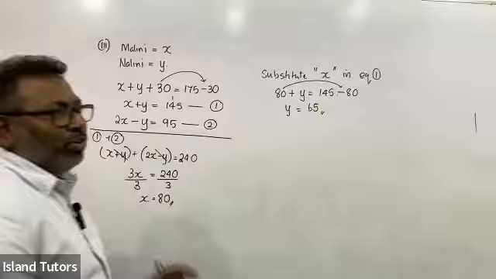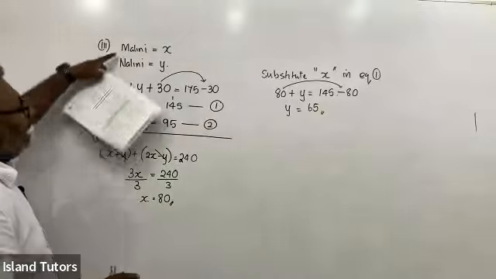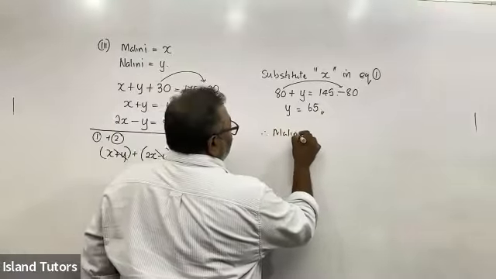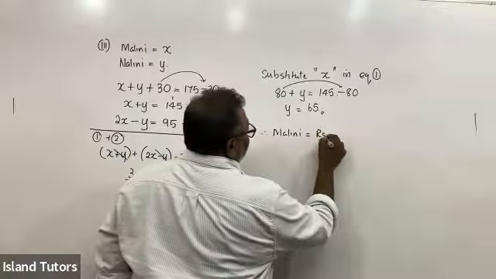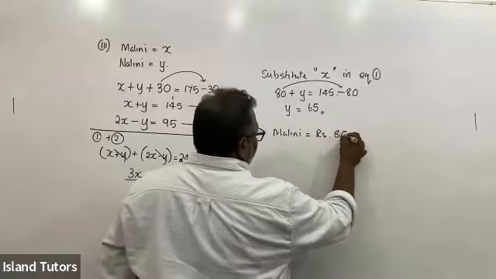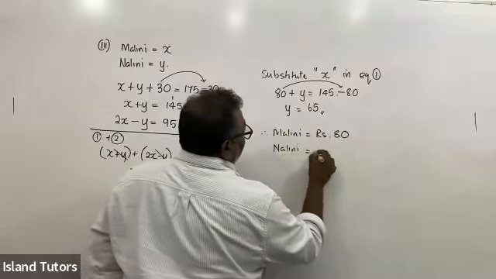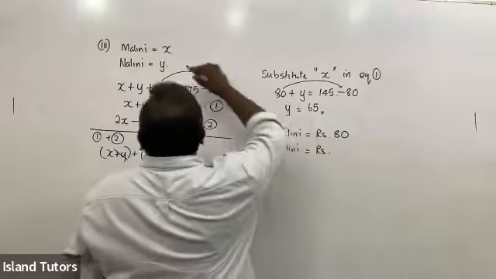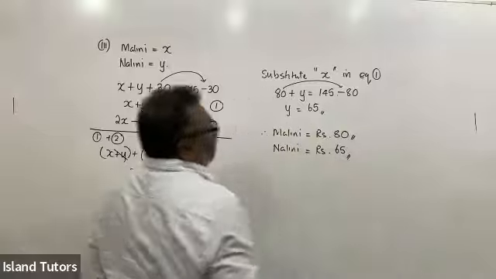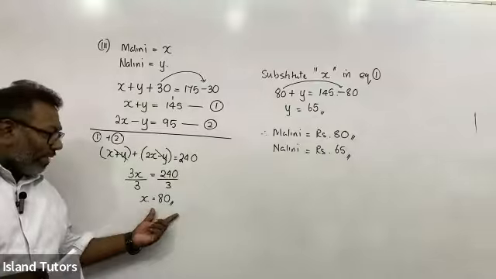Okay, 65. So again, very clearly, what is x? Malini is x. So Malini has x, how much? 80 rupees. And Nalini has y rupees, which is 65.